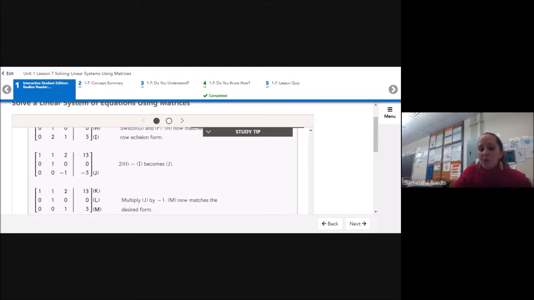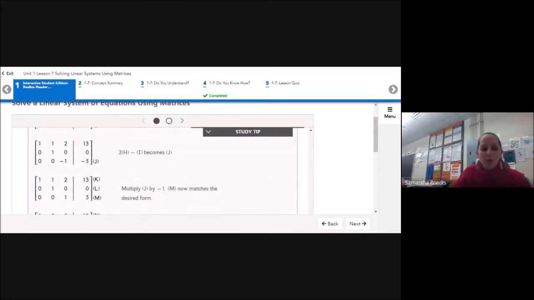So now this is almost in reduced row echelon form. I want this to be a positive one, so I'm going to either multiply it by -1 or divide it by -1, so this becomes positive. Okay, so I multiply J by -1, which gives me the 1, 5. So now these two rows are now in reduced row echelon form. I'm getting somewhere.